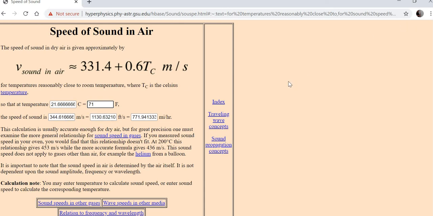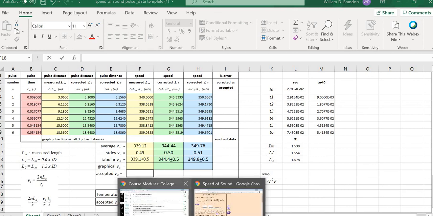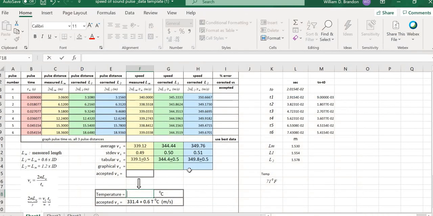And I've got an equation here. I'll tell you what, let's use 21.7 here. See that Celsius degrees right there? I'll show you how to do it with Excel. The equation's right here. So if we use that equation, the accepted value is 331. Well, excuse me. What was that temperature again? 21.7 Celsius. So let's use that.